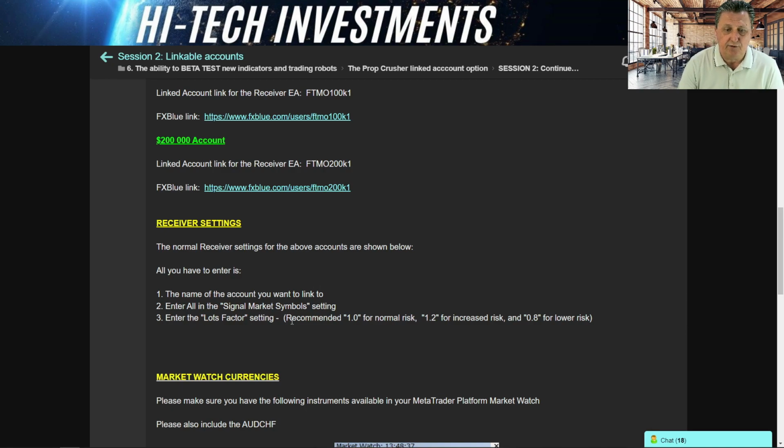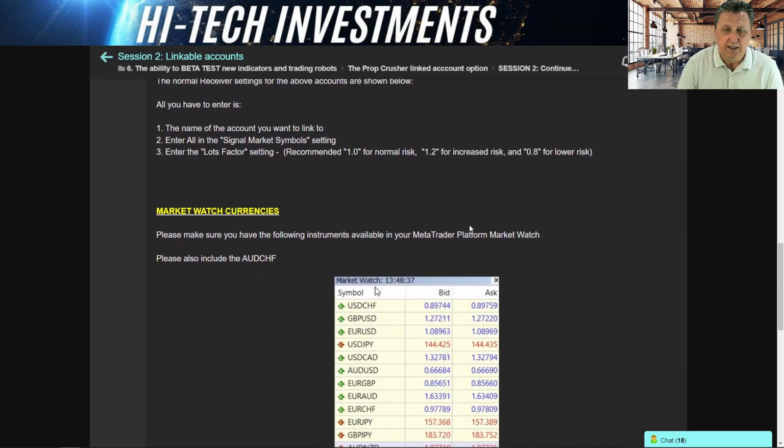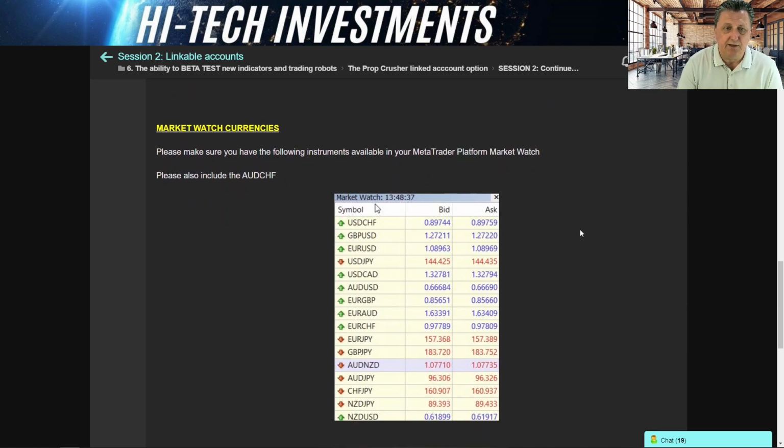And then enter the lot factor setting. Recommended is 1 for the normal risk, 1.2 if you want to have a higher risk in here, and 0.8 if you are doing lower risk. And obviously that can be changed at any given time.